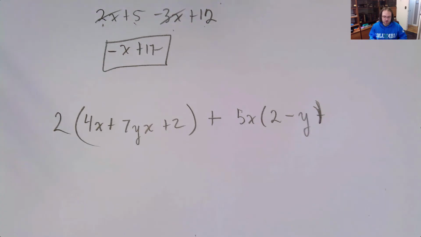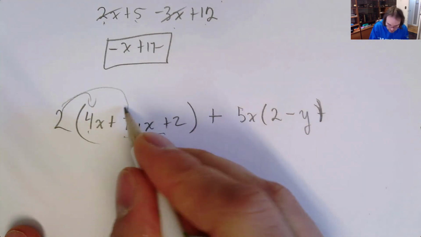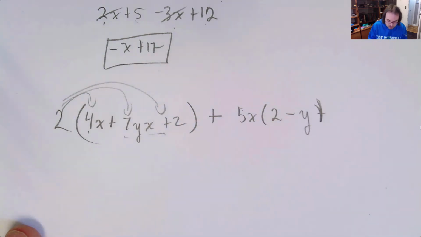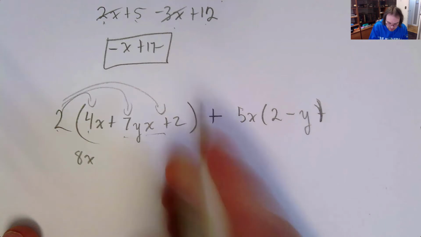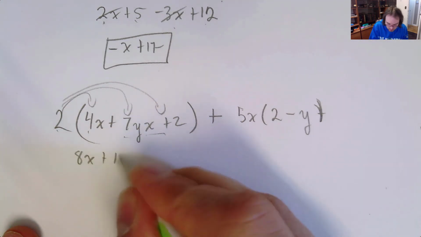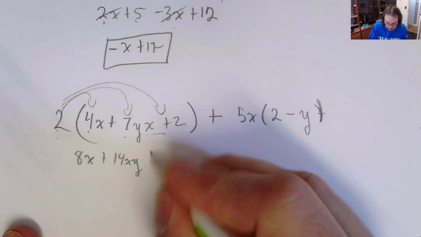Okay? So first, we can't do anything in the brackets. None of these 3 terms are like. They're all different terms. They're all unlike. So we're going to have to multiply this 2 to every single term using our distributive property. That's going to give me 8x. And then we have 2 times 7, which is going to be 14xy. And then we have 2 times 2, which is plus 4.